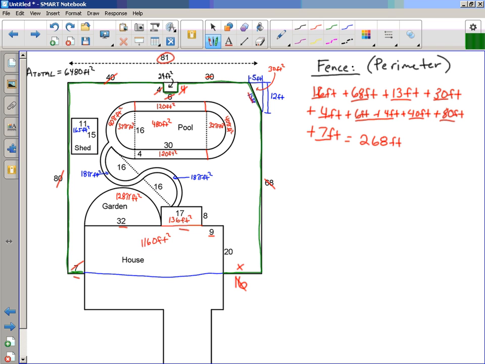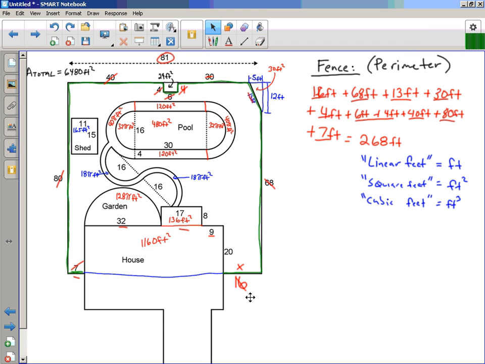268 feet. And yes, the problem does talk about linear feet. Linear feet is really the same thing as feet, where square feet is the same thing as feet squared, and cubic feet are the same thing as feet cubed. So a linear foot is just a one-dimensional measurement of feet. So our perimeter for the fence is going to be 268 feet.